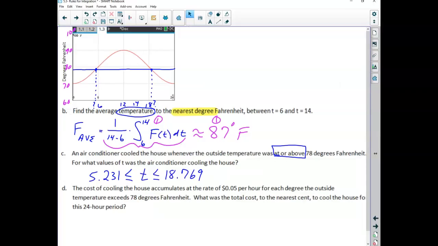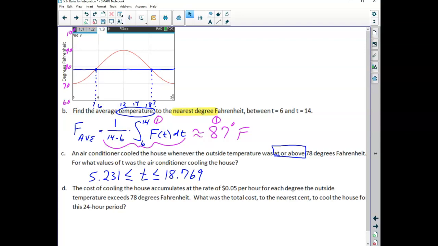And then, the final one here says, the cost of cooling the house accumulates at a rate of 5 cents per hour for each degree the outside temperature exceeds 78 degrees. Well, why is that? Well, because the air conditioner doesn't turn on until it's 78 degrees. What was the total cost to the nearest cent to cool the house for this 24-hour period?